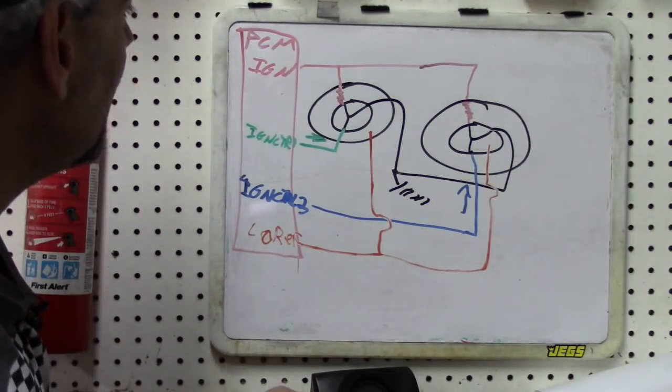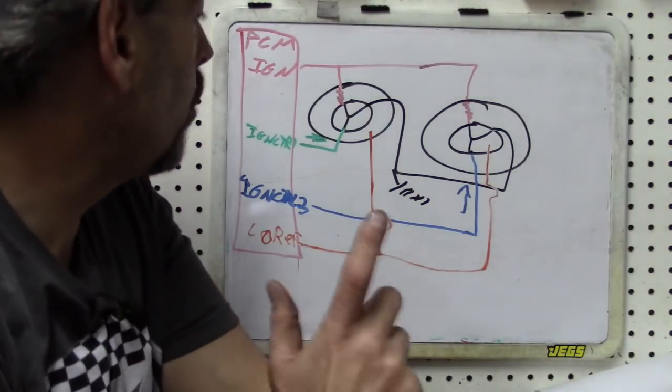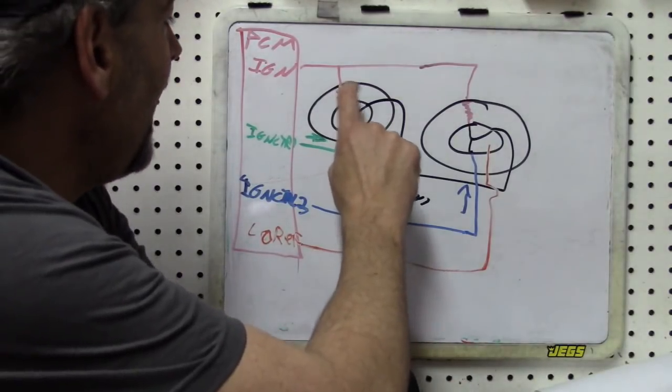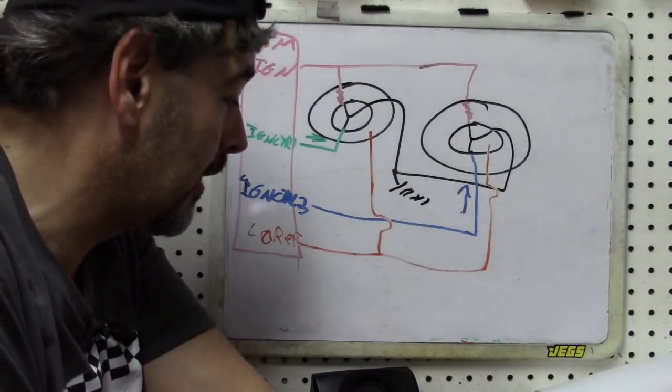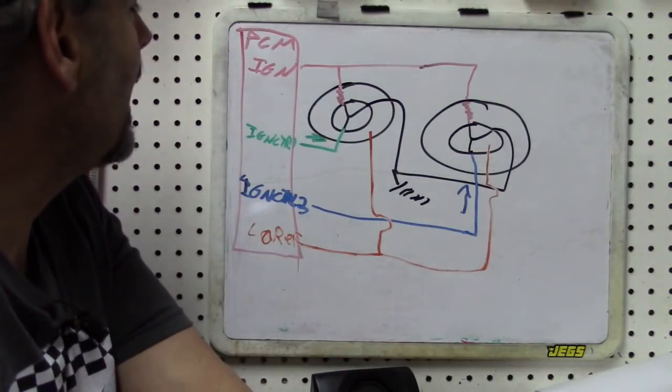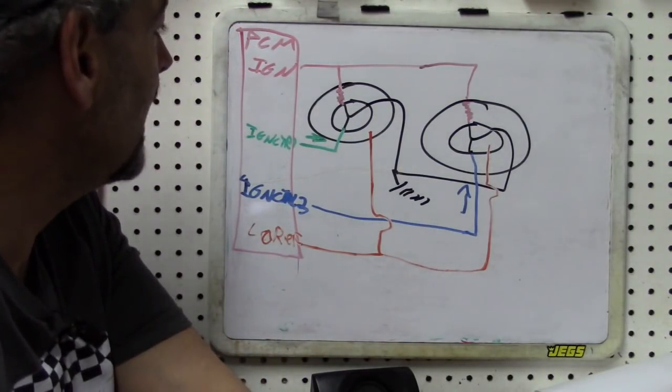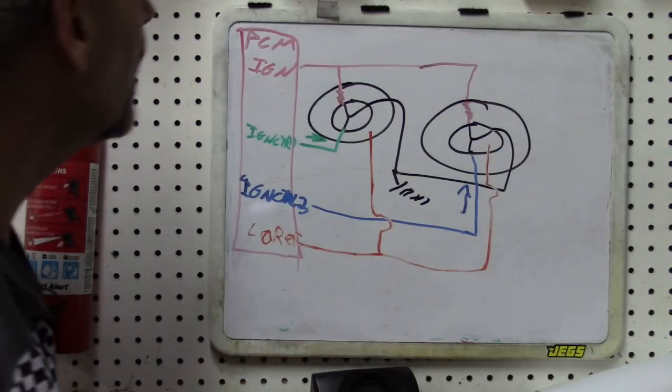What we're going to do is go over to the car. Now, normally what I'd like to do is test each of these at the coil. As we saw at the beginning of the video, I was a little surprised that I can't do that. I'm going to have to test it at the connector.